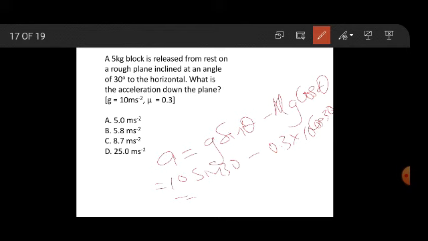So we have 10 sine 30, then minus 0.3 times 10 cos 30. So we are going to get 2.4.